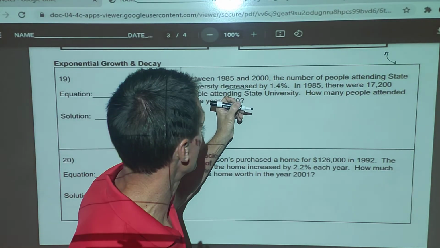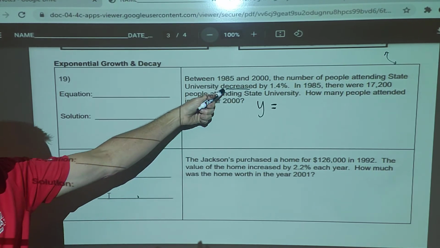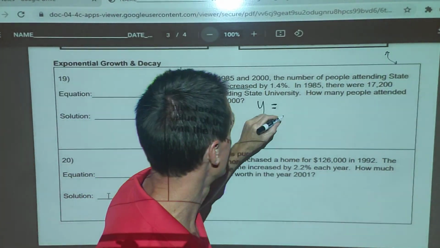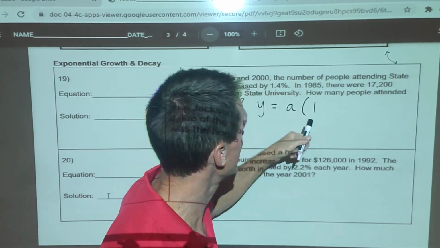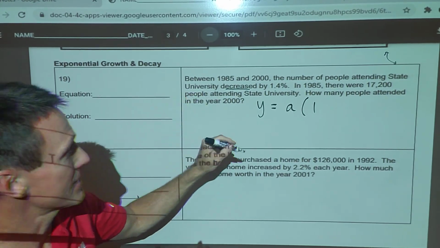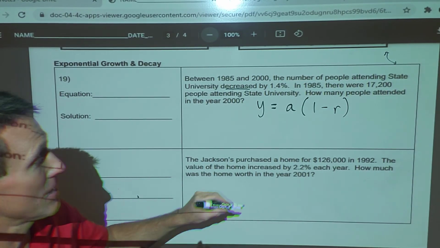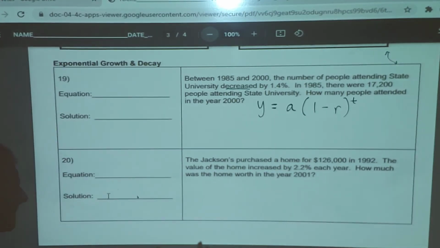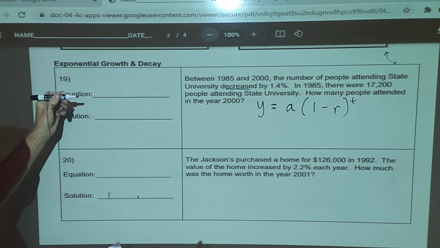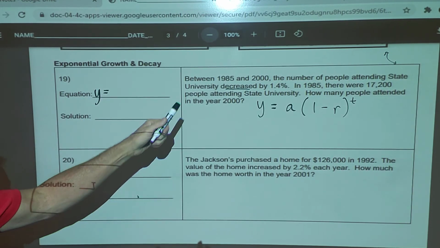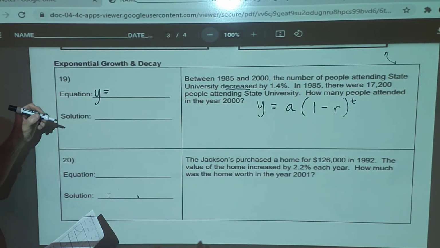So our equation for exponential growth or decay, which in this case would be decay since we're decreasing, is A, our initial amount, times 1 plus if it's increasing, minus if it's decreasing, the rate, and then T would be our exponent representing the time period. So if I plug this in, our equation is y equals our initial amount, which was 17,200 people attending.